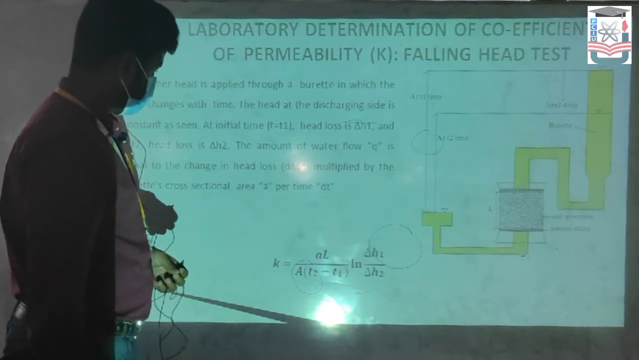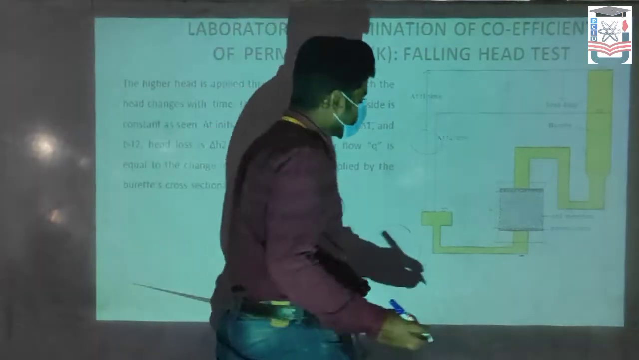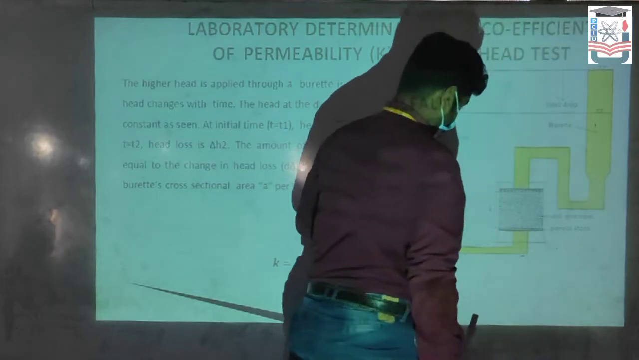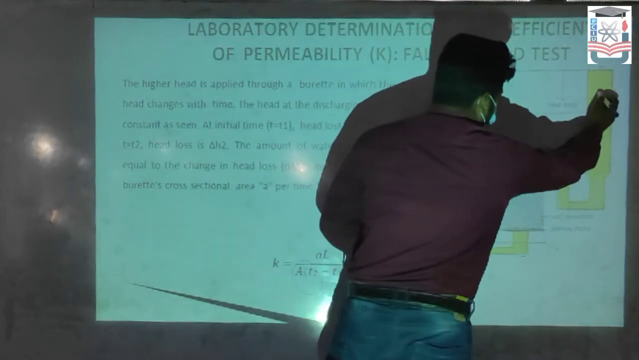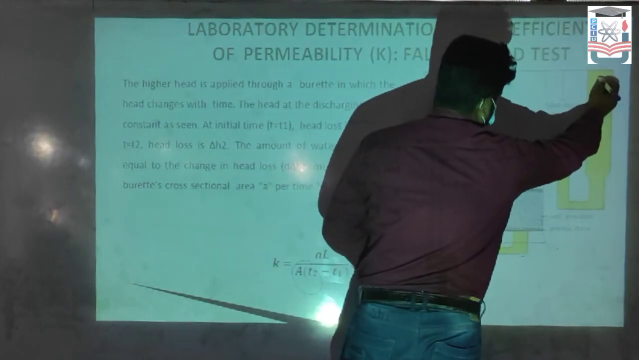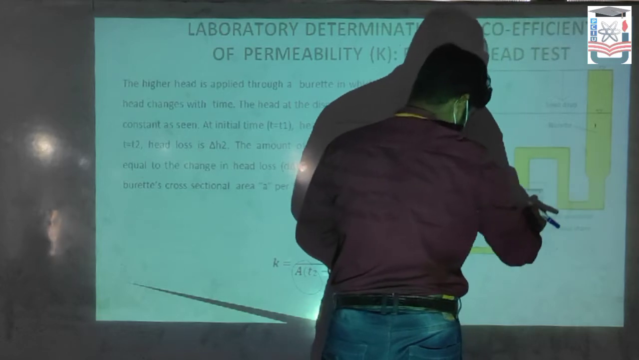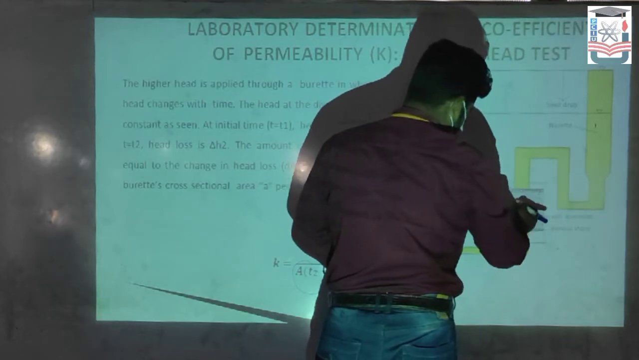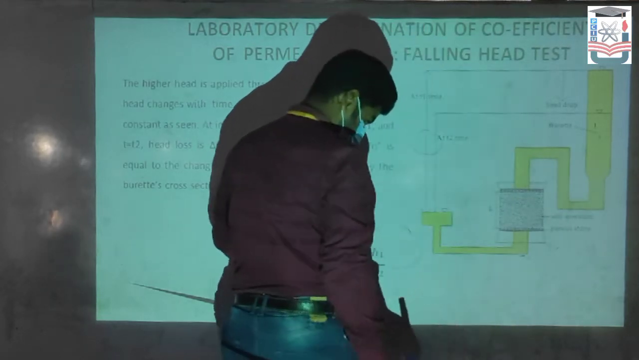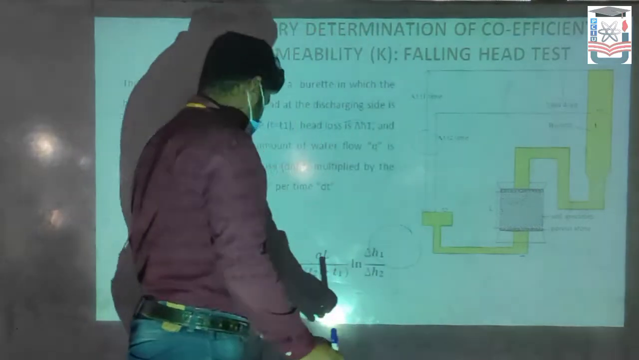For the falling head test, we need a burette. This is a burette, and through this portion the water passes, and this is the specimen.